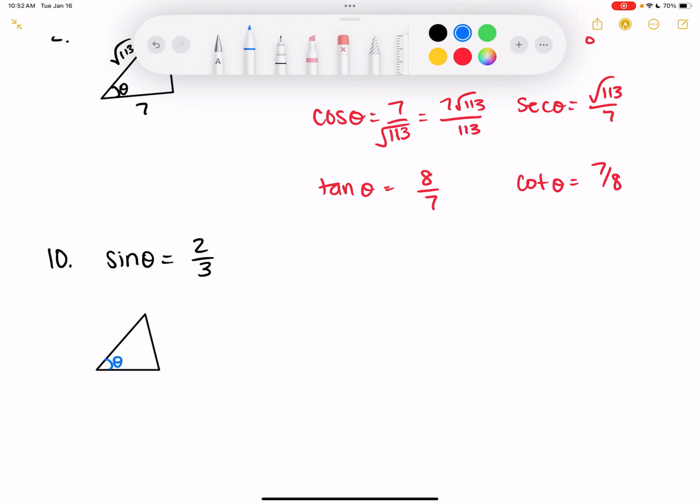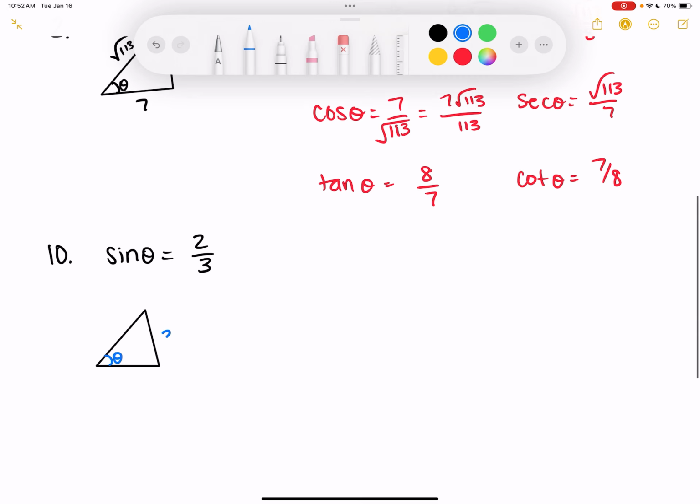So theta, and then I've got opposite over hypotenuse, so 2, 3 is here. So then I need to find the other side of this. So how might I do that? Pythagorean theorem. And so, again, I think y'all are advanced enough to see the modified formula of A would be equal to the square root of C squared minus B squared.